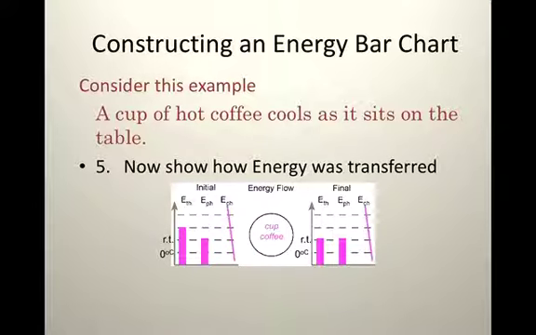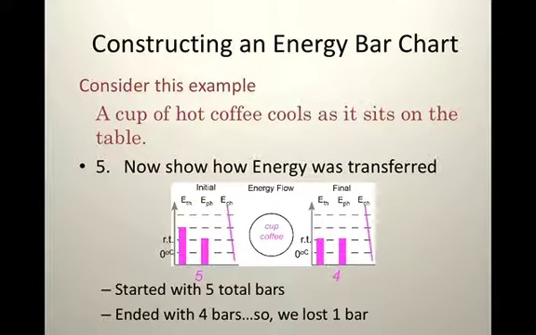Okay. Now we're going to show how it was transferred, and we have to take into account the conservation of energy. If we started with 5 bars, we ended with 4. That means we must have lost a bar of energy. The law of conservation of energy says we couldn't have destroyed it. It's gone somewhere, and we're just going to draw that 1 bar as having left the system. So we're going to draw it as an arrow pointing out of the system in the middle.